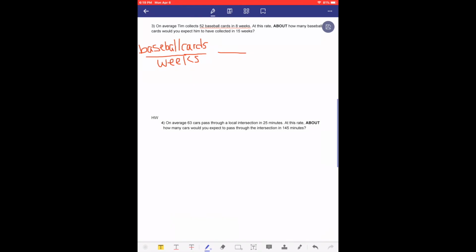And I know for a proportion I need two fractions equaling each other. 52 baseball cards goes in my numerator. In 8 weeks, weeks was in my denominator. That goes on the bottom. At this rate, about how many baseball cards, so I'm looking for the baseball cards, I don't know that, would you expect him to collect in 15 weeks? So 15 weeks I know goes in the denominator, so 15 goes down here. I don't know how many baseball cards he would have, so I'm going to make that X.